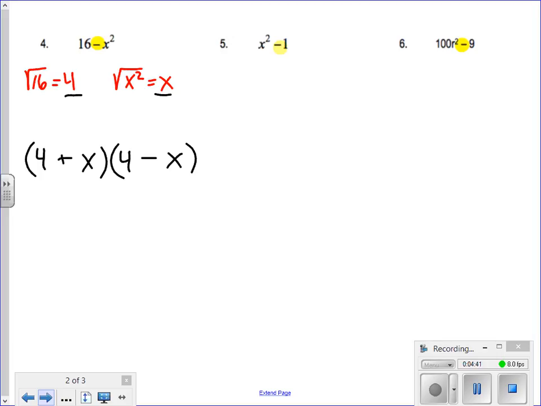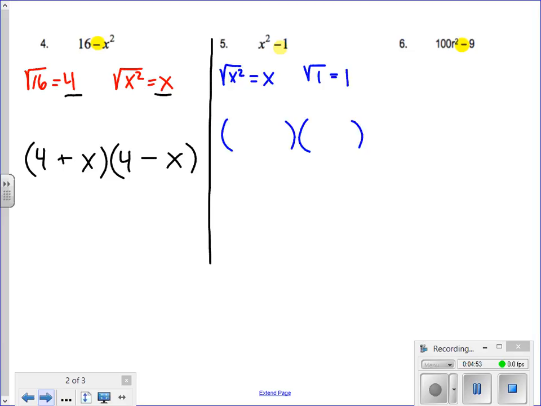All right, number 5. I'm going to start by taking the square root of x squared and the square root of 1. That gives me x and 1, which become part of my factoring pattern here. Each parenthesis gets an x and a 1. One gets a plus or a minus, and one gets the plus. That's it. Remember, you can always check your work by distributing.